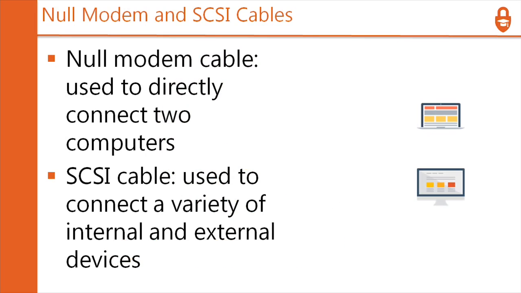So the null modem and SCSI cables. We talked about the small computer systems interface, but we didn't talk about null modem yet. A null modem cable is used directly to connect two computers. It's kind of like a crossover cable in networking today. And even that we know is auto-detected, so some of you may not have even heard of that. So the SCSI cable, the small computer systems interface, is used to connect a variety of internal and external devices.